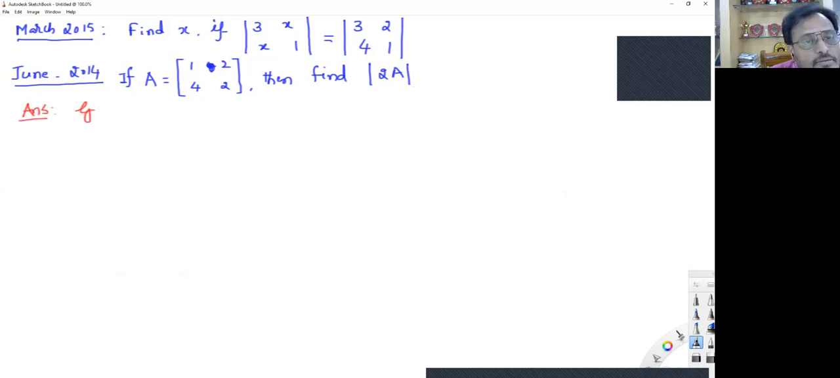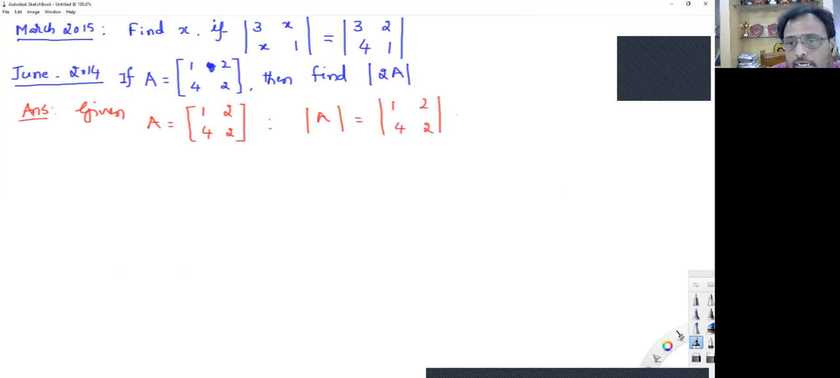So what is given? A matrix is given 1, 2, 4, 2, and find out its determinant now only. Determinant of A is equal to determinant of 1, 2, 4, 2. So hope you can write determinant of second order matrix is 2 minus 8, that is equal to minus 6. So determinant of A is minus 6.